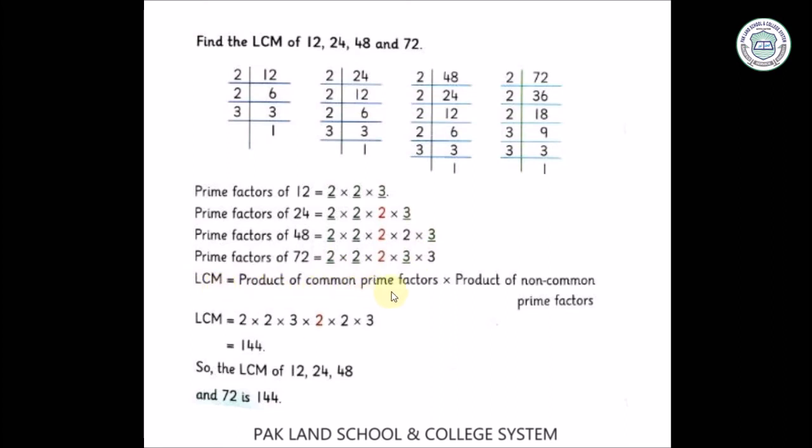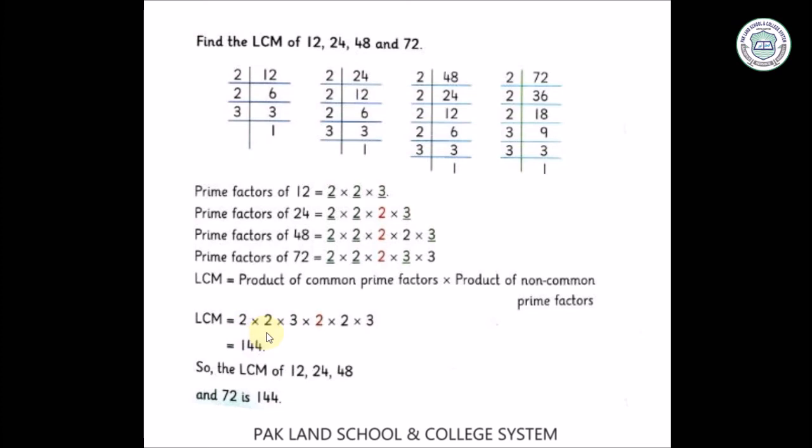LCM, product of the common prime factors multiplied by product of the non-common prime factors. LCM is equal to 2, this one 2, last one 3, which is common in all 4 numbers. Now this 2, which is common in the 3 numbers. So these are the common prime factors. Now the non-common prime factors are 2 and this one 3. So 2 and 3. We take the product of these numbers, it gives us 144.